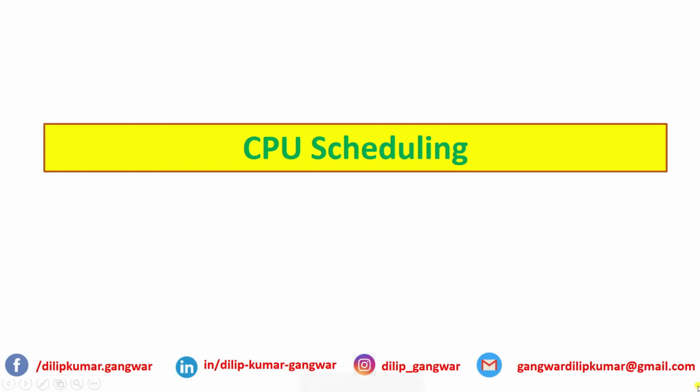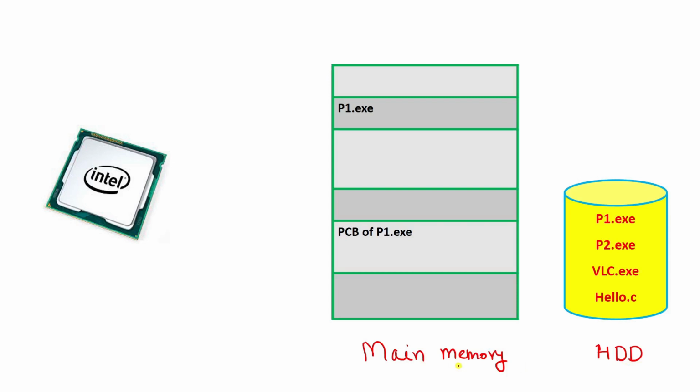Hello everyone. In this video, we are going to understand what is CPU scheduling in operating system. So let's see. Now here you can see we have the hard disk, we have the main memory, and we have the CPU. As you know, the hard disk contains many programs, like any executable, any C program, they can be any files or folders.